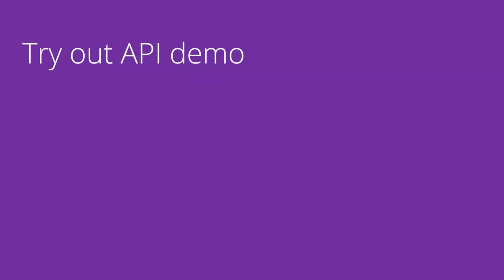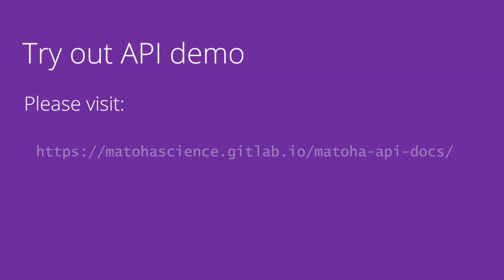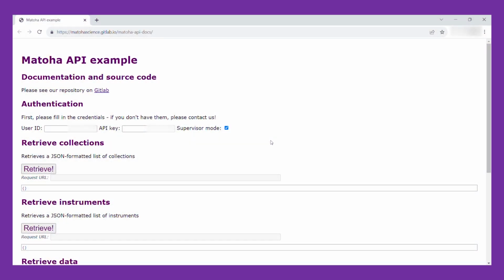Step 2. Try out API demo. Please visit the link below. Then, enter the user ID and API key you have obtained from the app into the interface. Now you should be able to perform various actions, such as retrieve the collections and data.